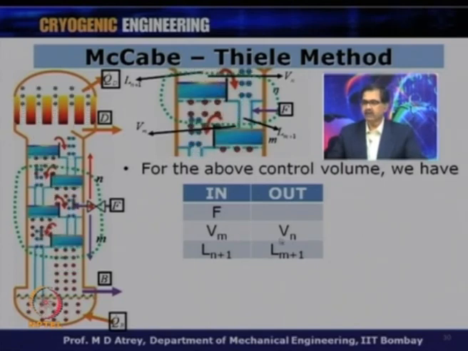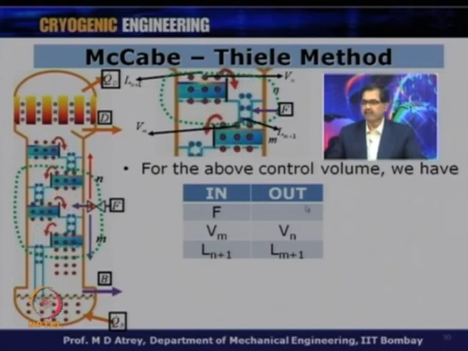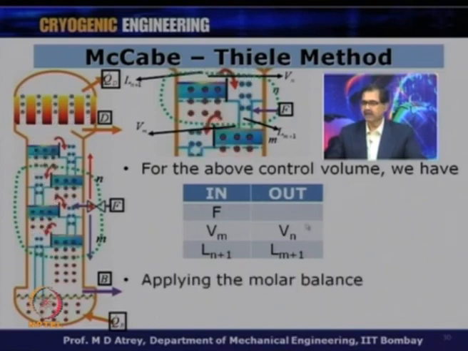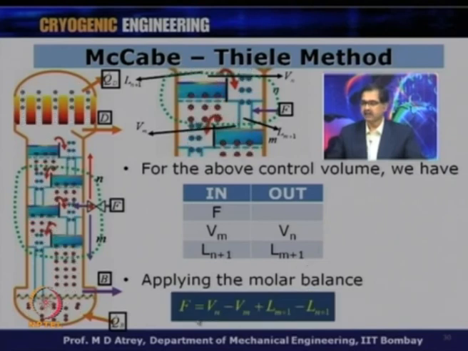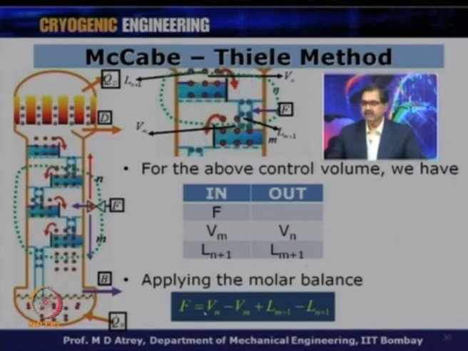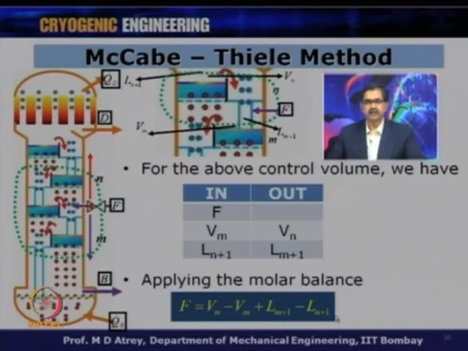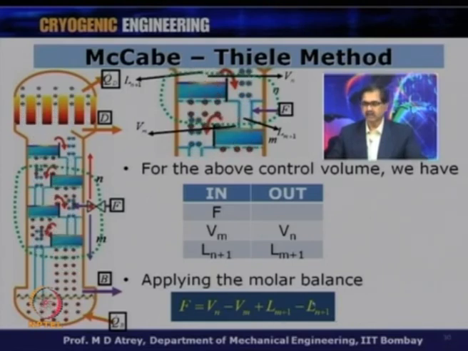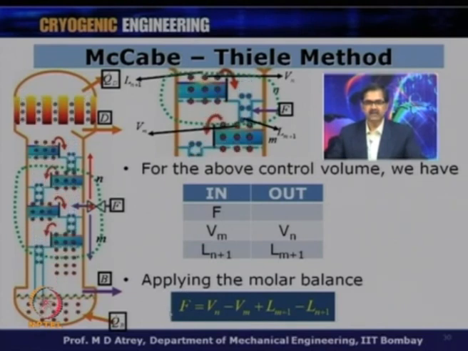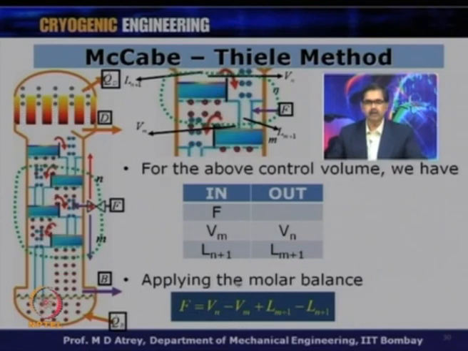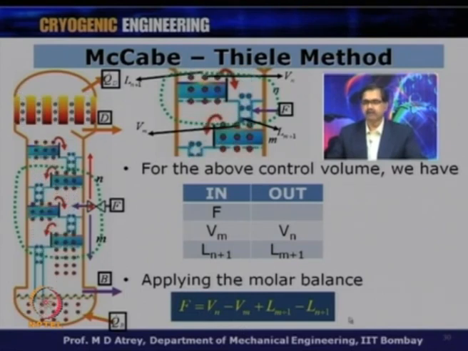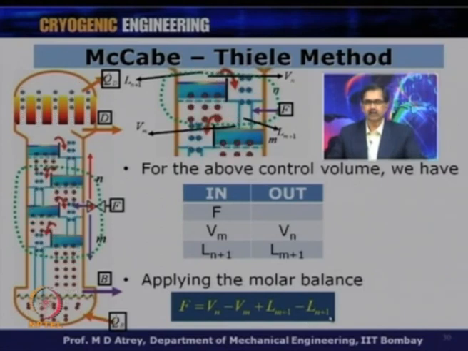So, if we do the mass balance or the molar balance of all these components, what you get is F is equal to Vn minus Vm plus Lm plus 1 minus Ln plus 1. Have a look, F is the number of moles coming in the feed, the difference between the vapor component, which is Vn minus Vm, and the difference between the liquid component, which is Lm plus 1 minus Ln plus 1, all right.